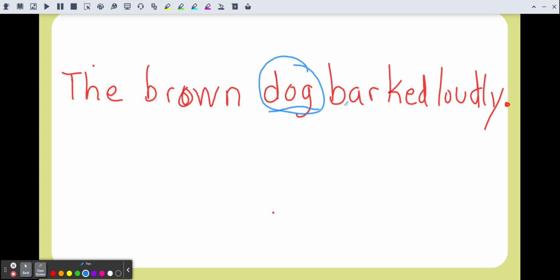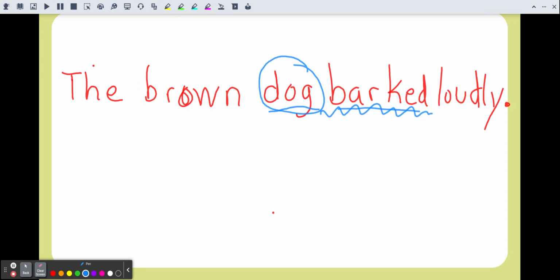Now let's look at the next word beside it. What part of speech is barked? Did you say verb? If you did, you're correct. We're going to put a squiggly line under it.